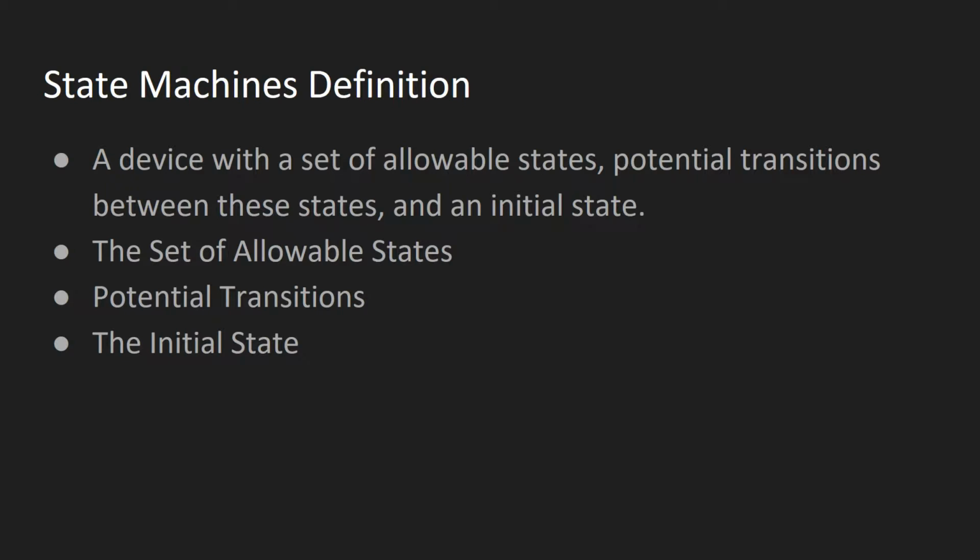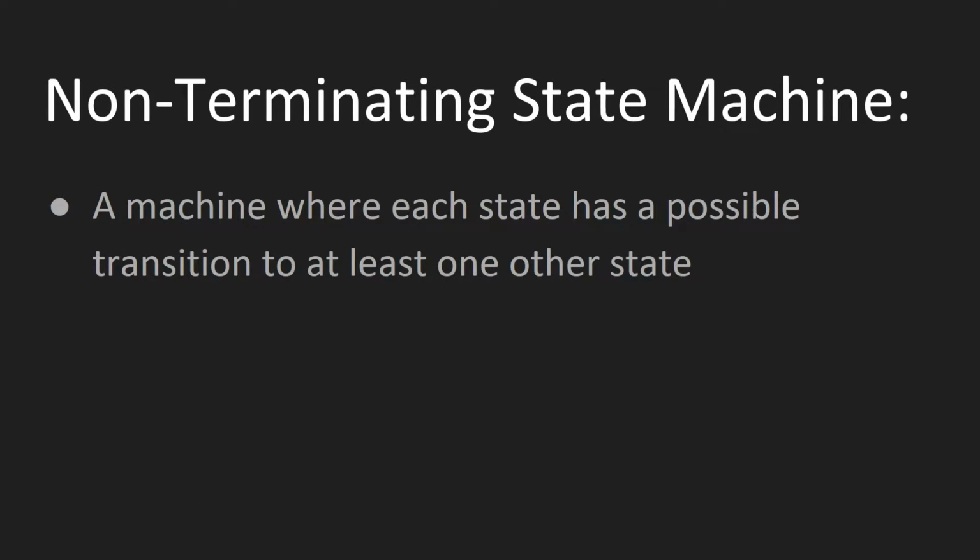This set of computations allows you to effectively model any sort of behavior that can be defined in a computer. So effectively, you can have a non-terminating state machine, which is a machine where each state has a possible transition to at least one other state. Intuitively, this means that you can never have one final output because there can always be one place that a state can move to from its current state.